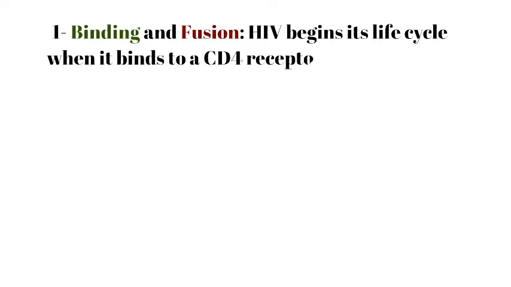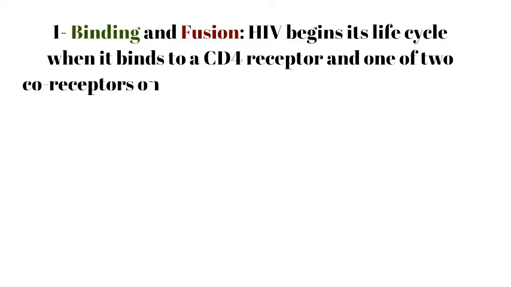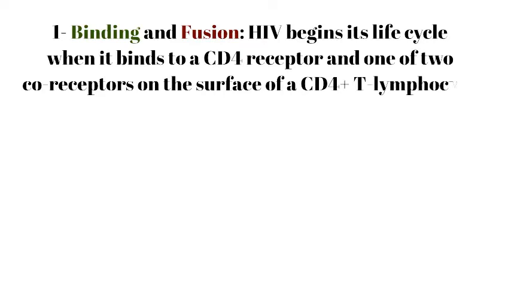HIV begins its life cycle when it binds to a CD4 receptor and one of two co-receptors on the surface of a CD4 T lymphocyte. The virus then fuses with the host cell. After fusion, the virus releases RNA, its genetic material, into the host cell.